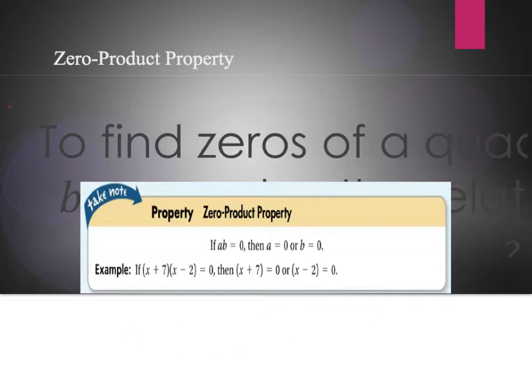Okay, so the zero product property. It says if AB equals 0, then A equals 0 or B equals 0. So for example, if we get as our answer two factors, x plus 7 and x minus 2, then either x plus 7 equals 0 or x minus 2 equals 0. That's what the zero product property states to us.